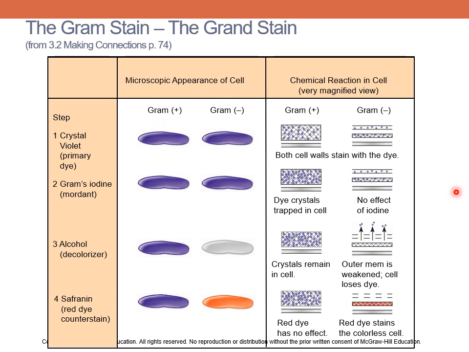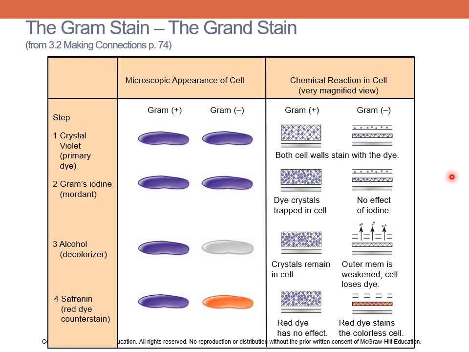Step 2 is application of the mordant. A mordant is a chemical or procedure that allows the primary stain to bind more tightly to the cells. In the Gram stain, Gram's iodine is the mordant. When added to the cells, the Gram's iodine forms a complex with the crystal violet, and this causes the stain to be trapped in the thick peptidoglycan layer of the gram-positive cells. After step 2, both gram-positive and gram-negative cells are still purple.